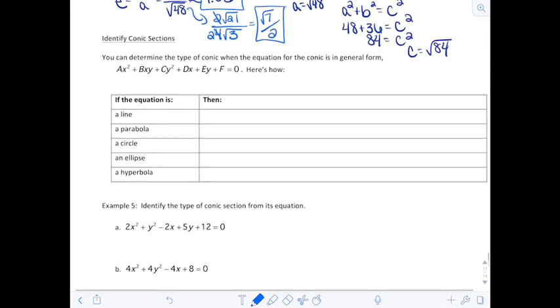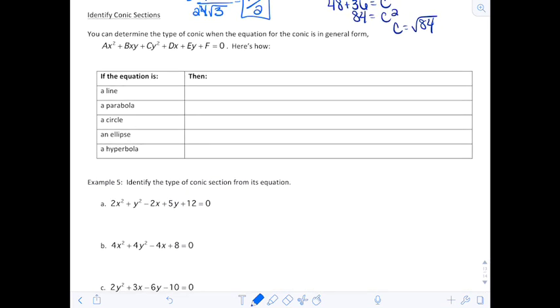Okay, so the last part of the lesson is to identify conic sections. So when you're just simply looking at equations, we want to be able to tell what conic section it would form just from the characteristics. So here is that big long equation that characterizes the general form for any conic section. And we want to give some definitions to what we're looking for. If we have a line, which we don't see very often, that is no term being squared. If everything is to the first power, you just have a line. If you have a parabola, it is either x squared or y squared, but not both.